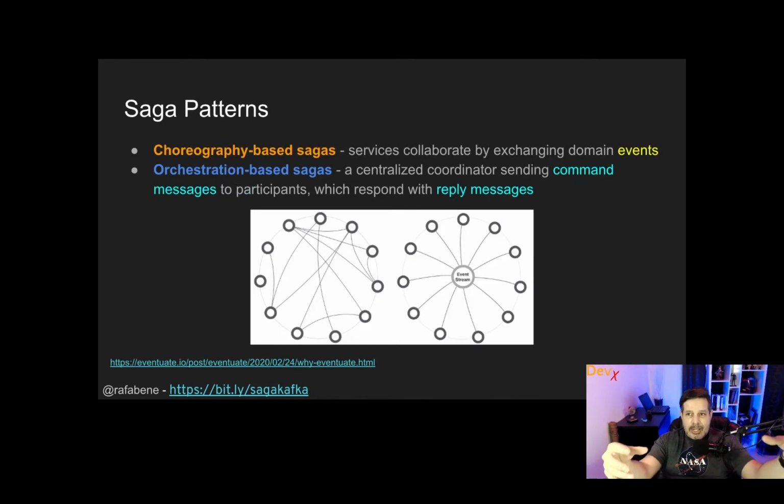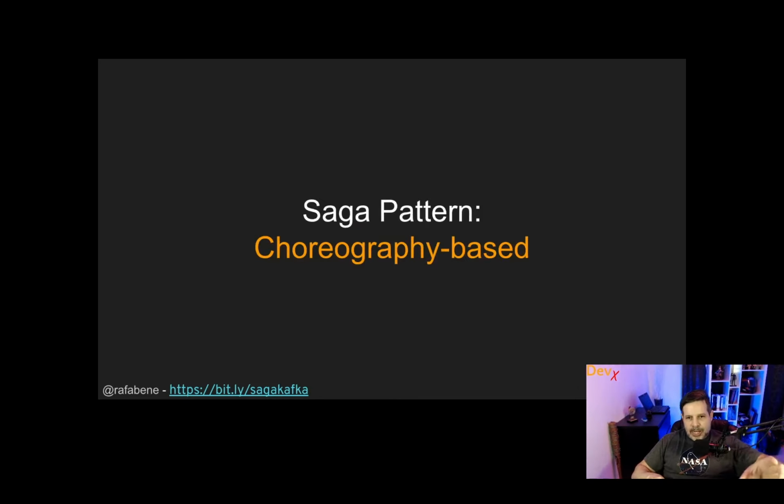Okay, and why is understanding event sourcing and command sourcing important? Because when we are talking about Saga patterns, we have two types of Saga. We have a choreography-based Saga, where the services collaborate by exchanging domain events. And we have an orchestration-based Saga, where we have a coordinator that sends commands and messages to the participants, which will respond with reply messages. Okay, so let's go deeper now.